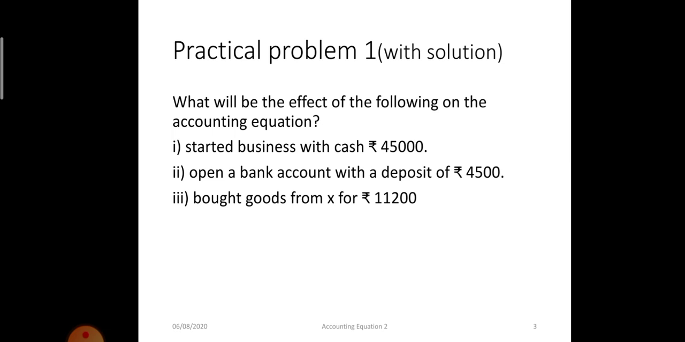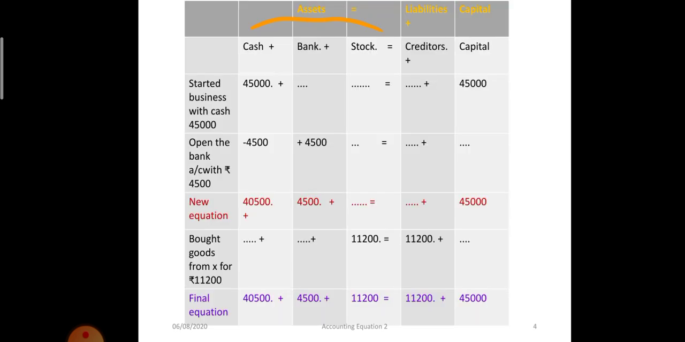First one is started business with cash 45,000 rupees. Second, opened a bank account with deposit 4500. And the third transaction is bought goods, purchased goods from X for 11,200 rupees. See, the name of X is mentioned, that means it is a credit transaction. Cash is also not mentioned. Okay, now see, the accounting equation is assets is equal to liability plus capital. The left side represents assets, cash, bank and stock, and on the right side creditors and capital is there.